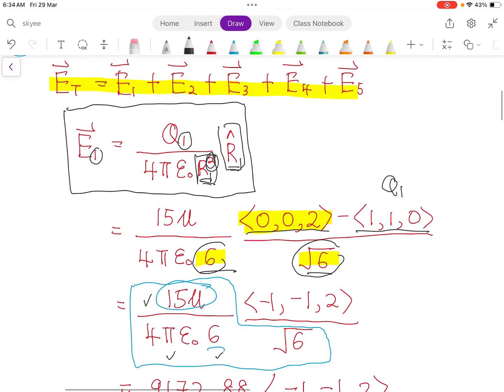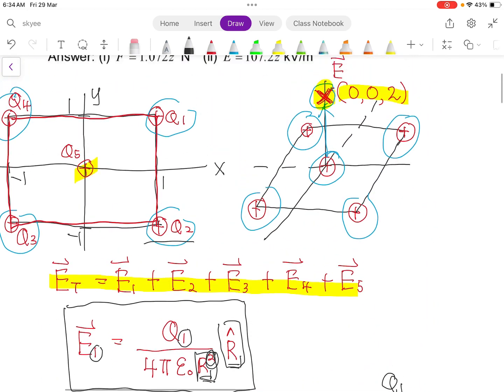You can see the distance of all these 4 charges, 1, 2, and then 3 and 4. The distance away from this observation point is the same.